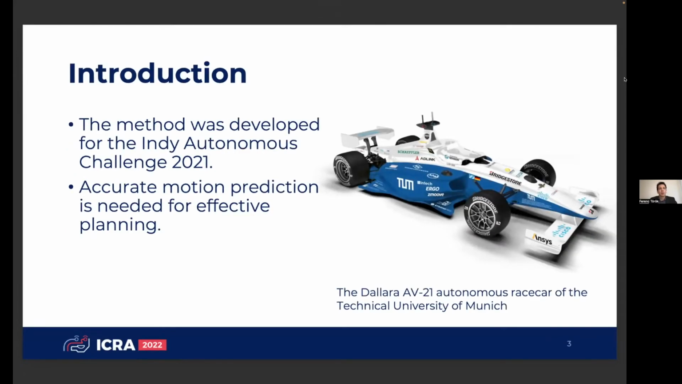The motion prediction algorithm was developed for the race car of the Technical University of Munich for the Indy Autonomous Challenge. In this competition, 10 teams were provided with the same Dallara race car that you can see on this image and had to develop their own autonomous pipelines. As this race was supposed to be the first fully autonomous wheel-to-wheel racing, a performant prediction algorithm was needed to be able to plan and race effectively.